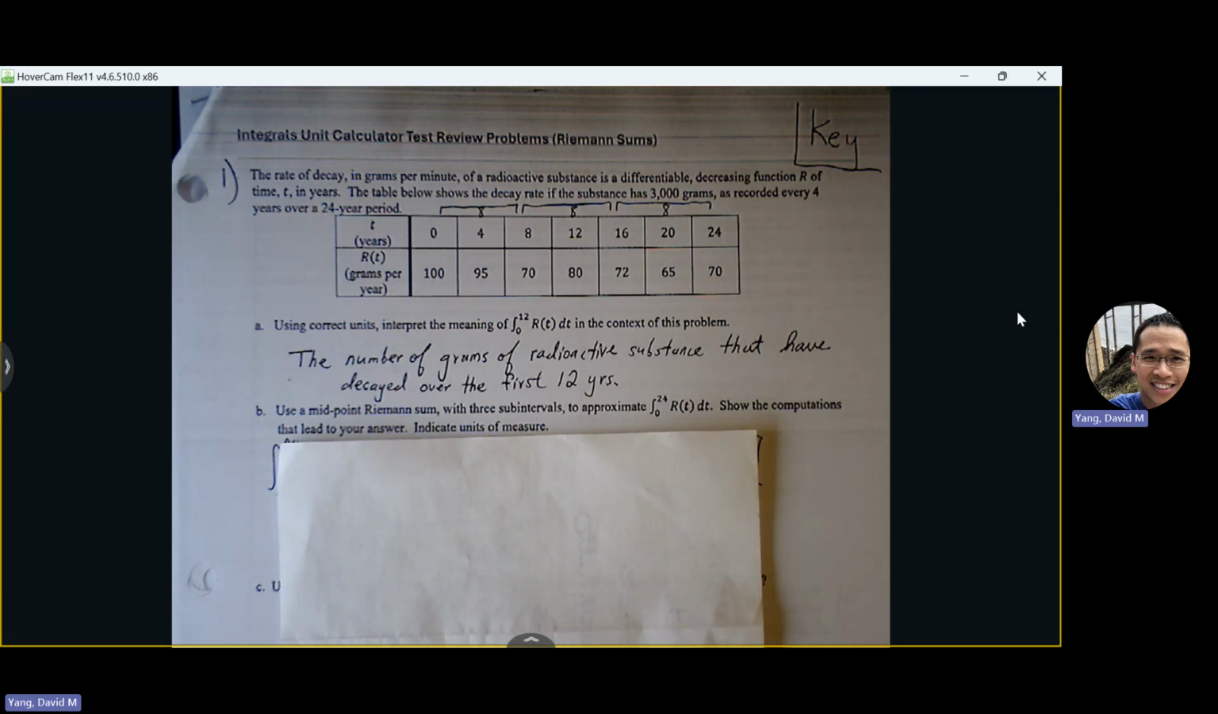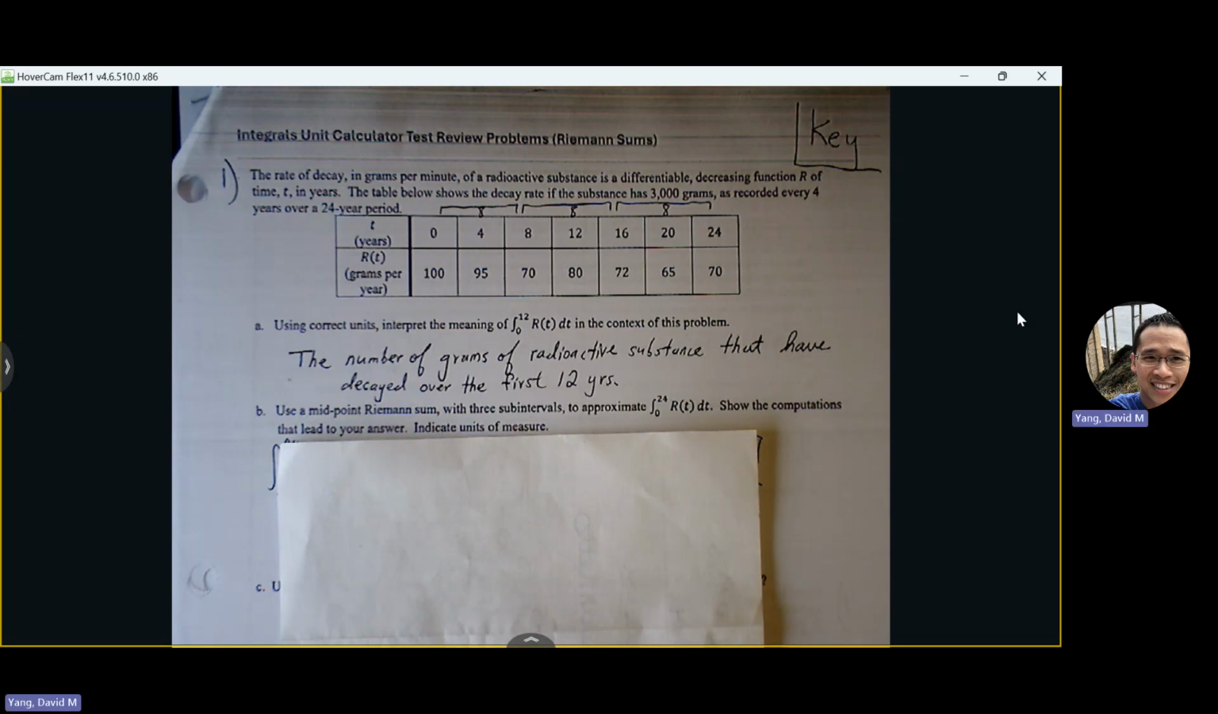So we're going to set up our midpoint Riemann sums. We can set up our 3 subintervals. We have to extend from 0 to 24 with each subinterval spanning the same width. So then we can create one subinterval from 0 to 8, another from 8 to 16, and a third from 16 to 24.